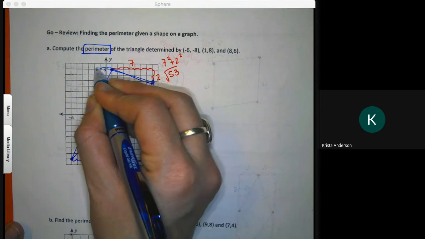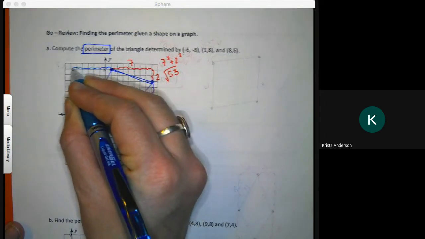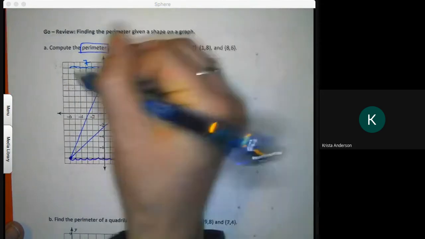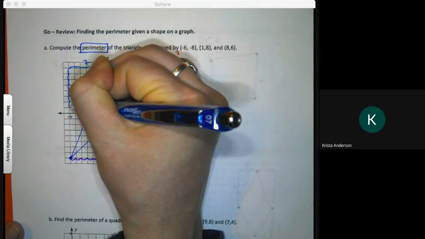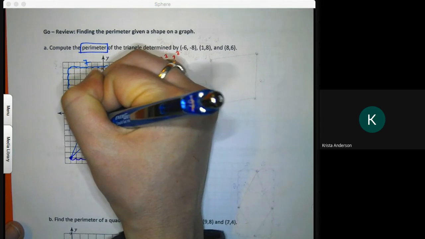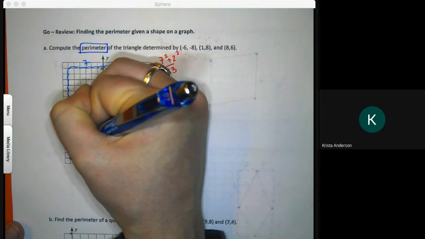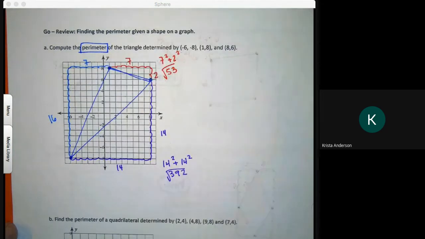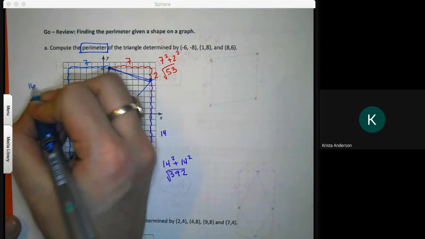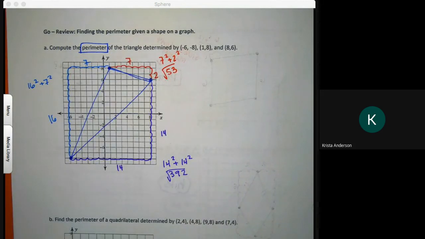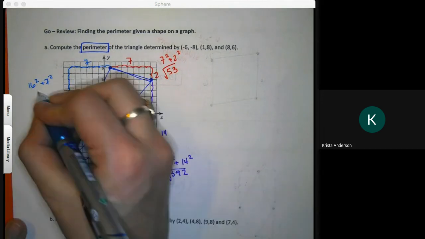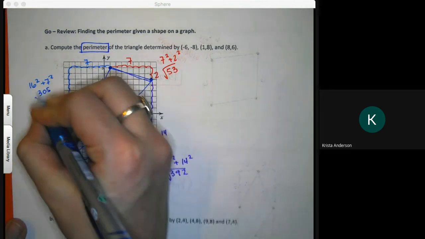1, 2, 3, 4, 5, 6, 7. 1, 2, 3, 4, 5, 6, 7, 8, 9, 10, 11, 12, 13, 14, 15, 16. 16 squared plus 7 squared is 305. Square root it.